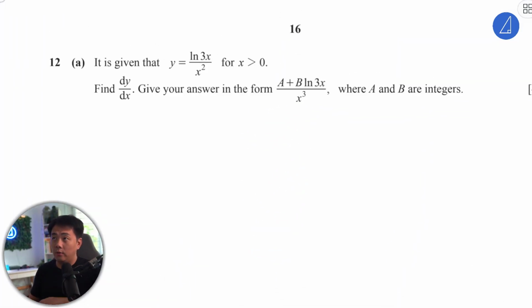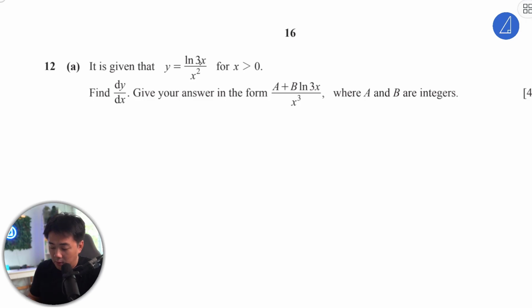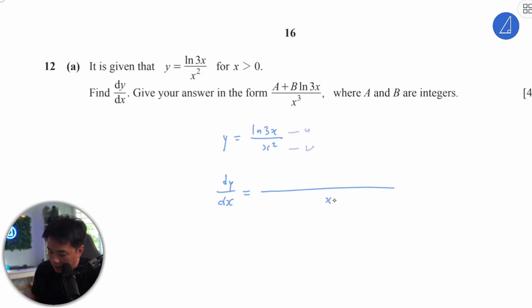Let's look at question 12, right? So we are given y equals ln 3x over x squared, and asked to find dy/dx. I think it's not too bad. What we need to do is just use the quotient rule, right? So in this case, remember this is your u, this is your v. So we know that dy/dx will be over v squared, so we get x squared. So this is if we're using the quotient rule, du/dx, right?